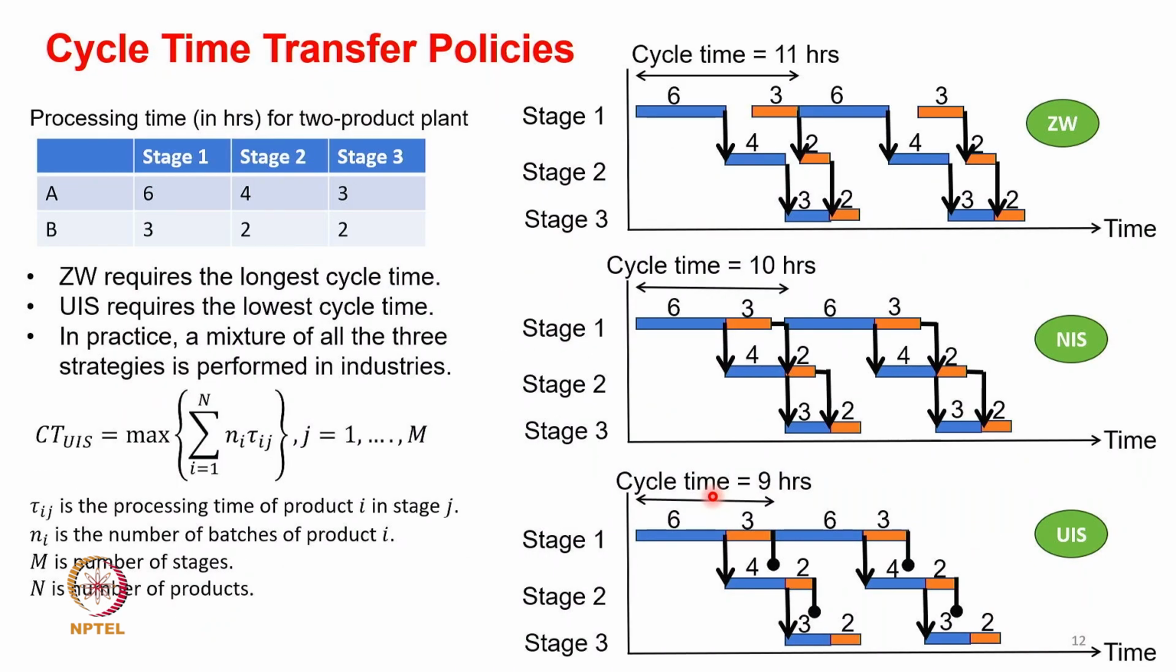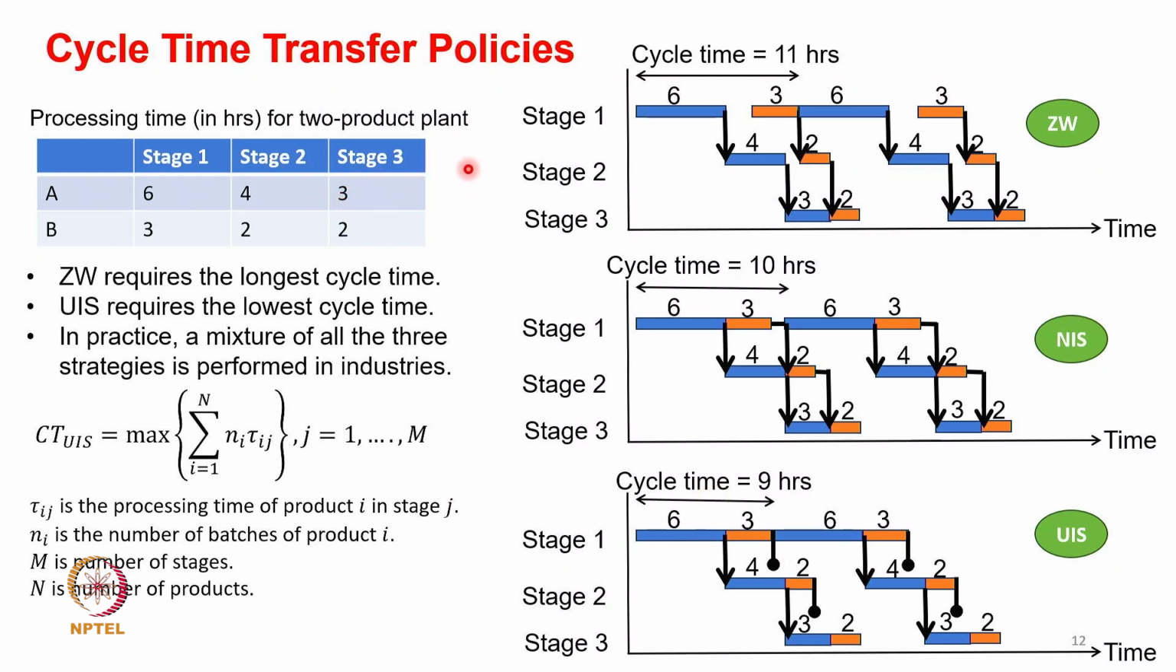So now let us consider the cycle time by integrating the transfer policies. Initially we talked about the requirement of transfer, then we learned about the cycle time, then we learned about transfer policies. Now, let us try to marry them: how to integrate the transfer policies in a cycle.